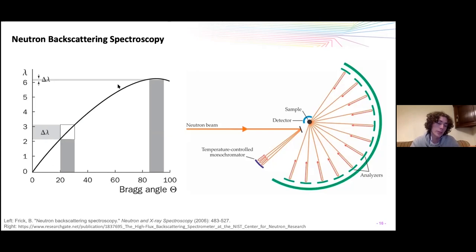But as you increase the Bragg angle, you get a much, much smaller variation in your wavelength. And that basically means you know what you're getting out if you're putting it in. And that makes sense because you're not actually passing through the material, really. You're just bouncing in and bouncing straight back off.